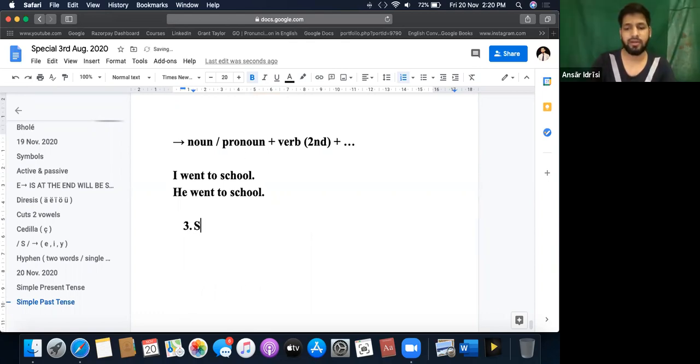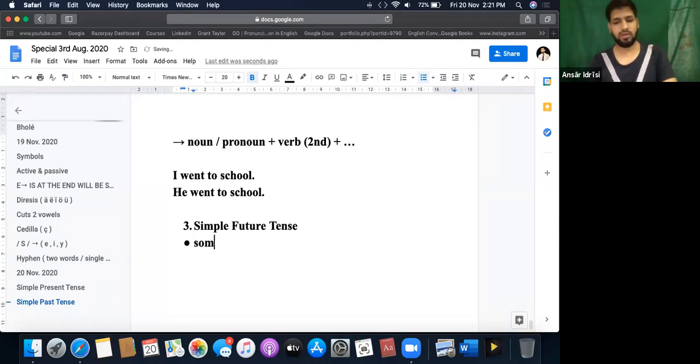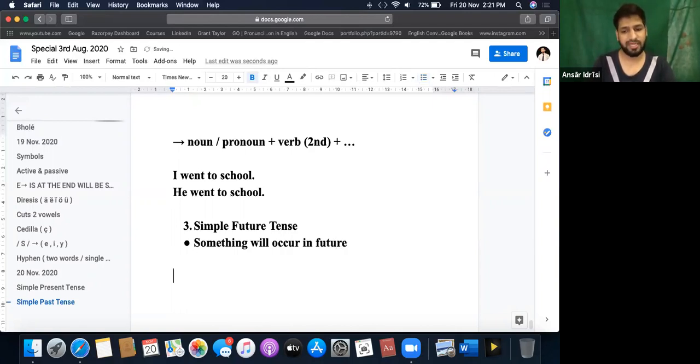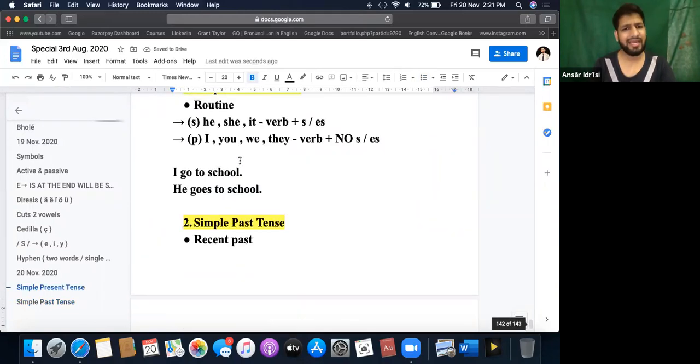Now, the third tense is the simple future tense. Now, when do we use simple future tense? When something will occur in the future. It can be any future: after 1 second, after 1 minute, after 2 minutes, after 1 year, etc.